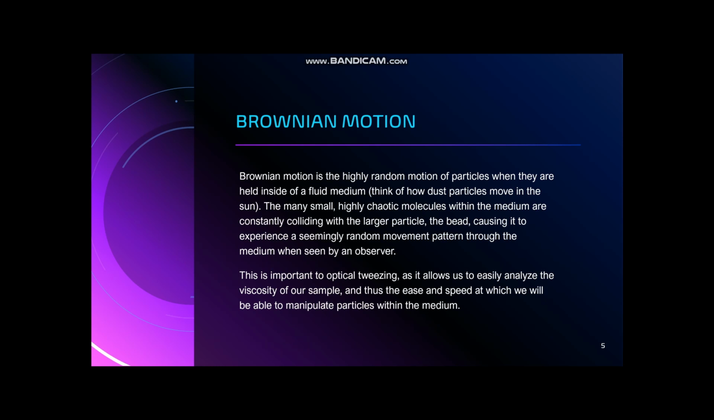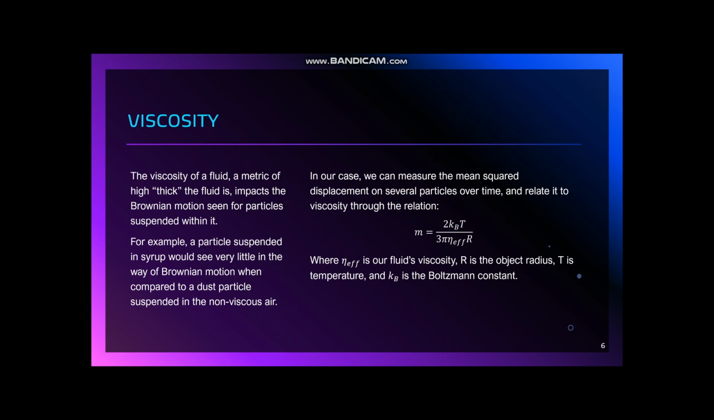This is important to optical tweezing as it allows us to easily analyze the viscosity of our sample, and thus the ease and speed at which we will be able to manipulate particles within the medium. The viscosity of the fluid is a measure of how thick the fluid is, and this is inversely proportional to the Brownian motion that we see for the particle suspended within it.